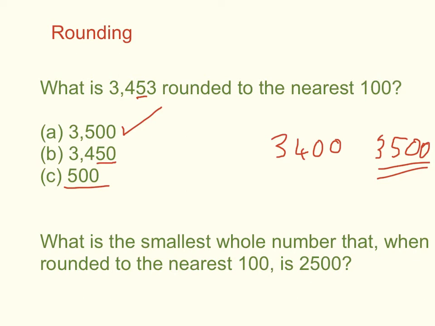And then the next question, the smallest whole number rounded to the nearest 100 is 2,500. Well, it will have to be 2,400 so that it's as small as possible, and then if we make it 2,450, it will still round up, but it's as small as that number could possibly be.